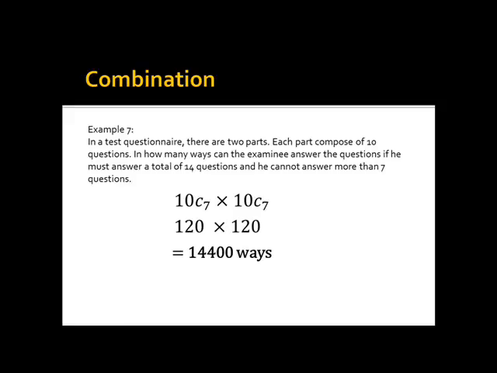That is 10C7 times 10C7. The first 10C7 came from the total number of ways he can answer the first part, and the second 10C7 came from the total number of ways he can answer the second part. So, the answer will be 120 times 120, which is equal to 14,400. So, there are 14,400 ways the examinee can answer the test questionnaire.